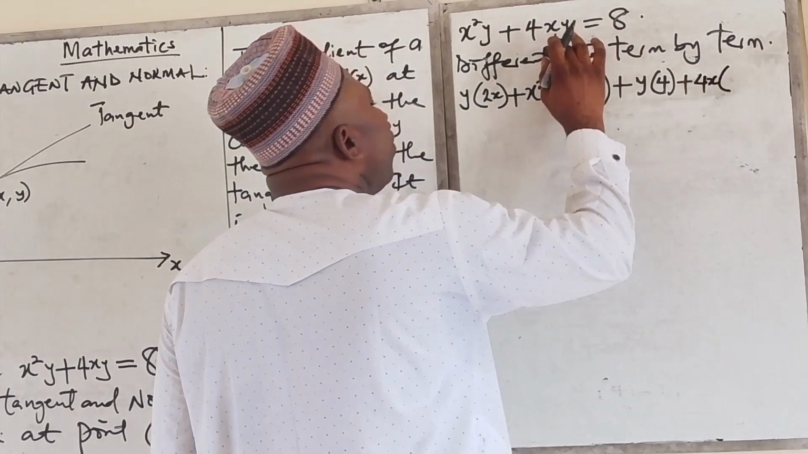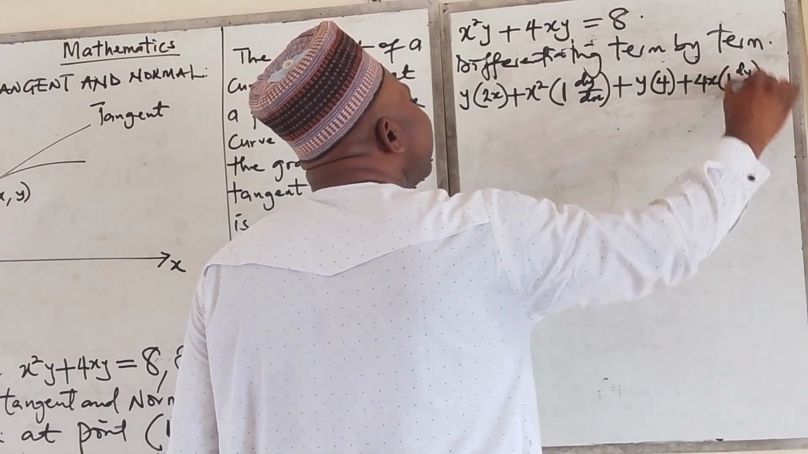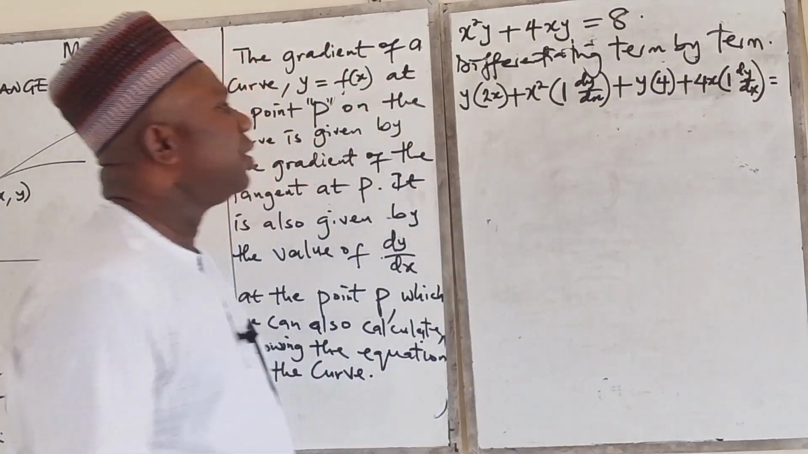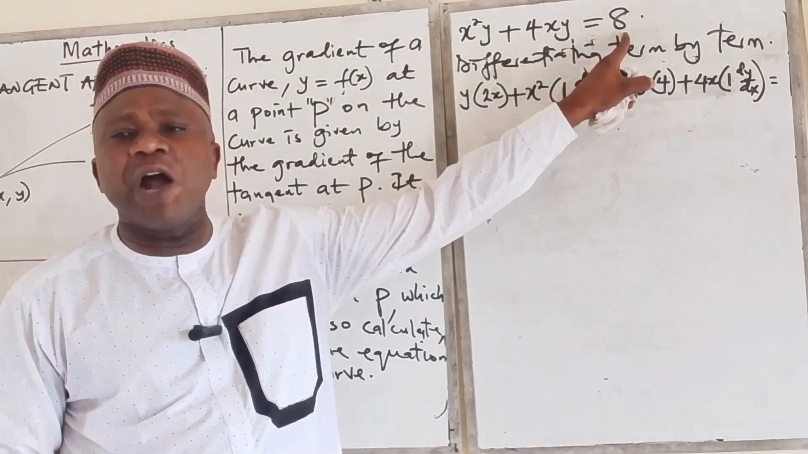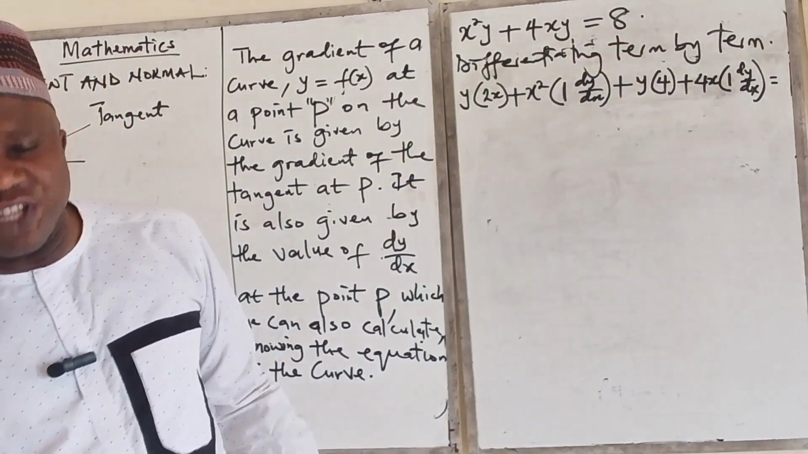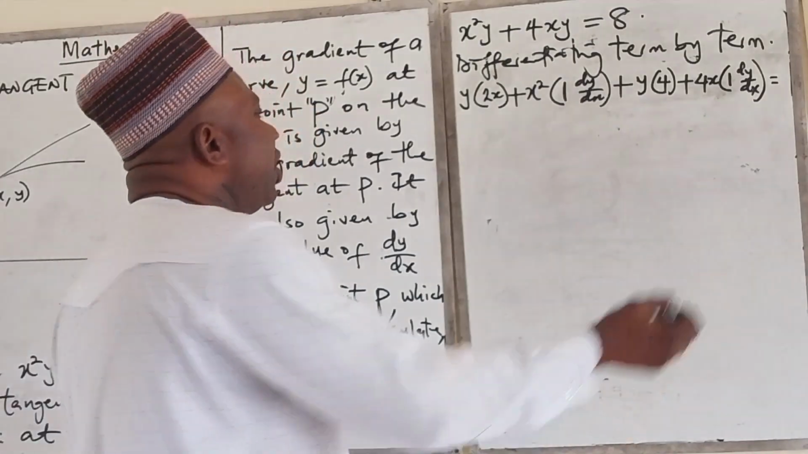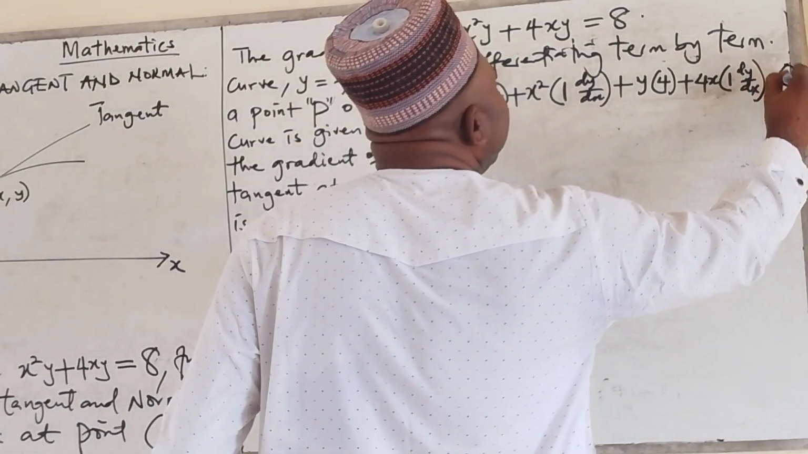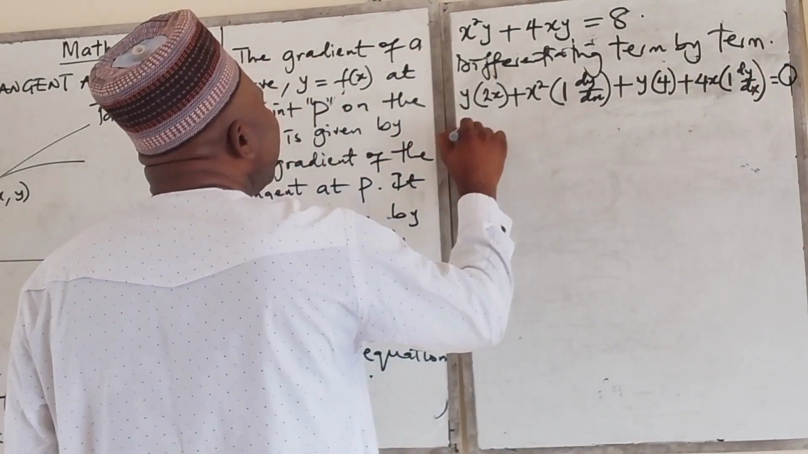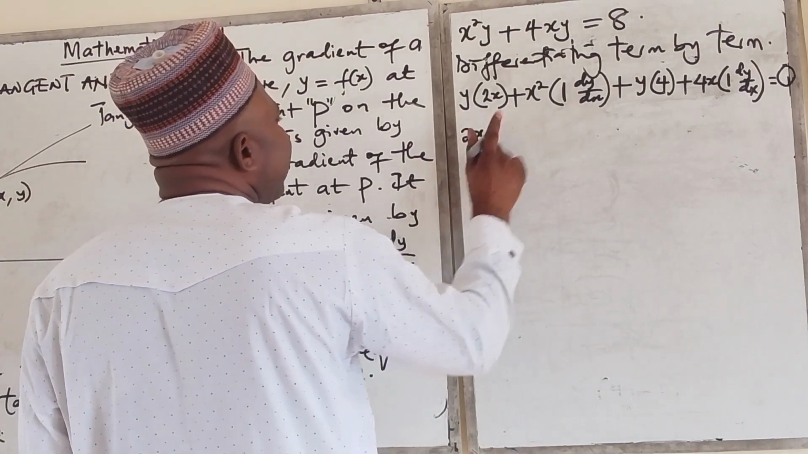Yes, when you differentiate y, you have 1, you follow it with dy over dx. Now it's equal to... if you look at our right hand side, we have 8. And 8 is constant. And we all know that when you differentiate a constant, it gives you 0. So that implies that here we have 0. So it means here we have 2xy. y times 2x is 2xy.